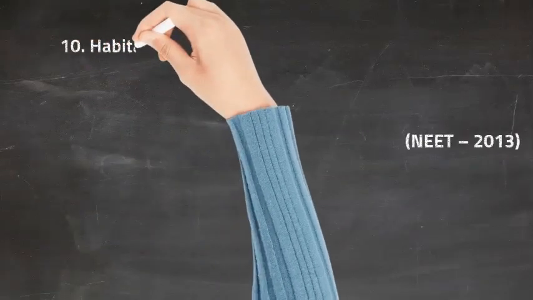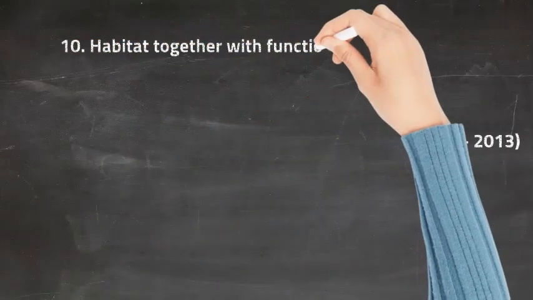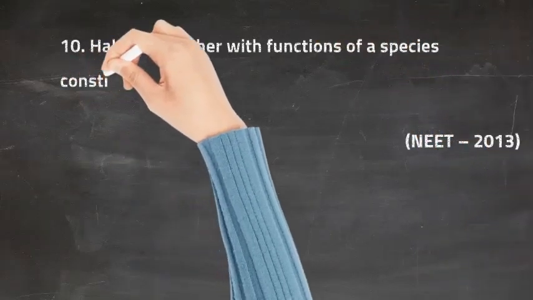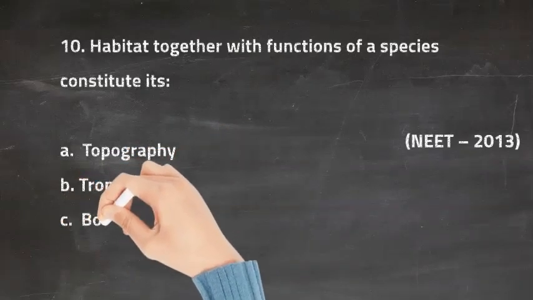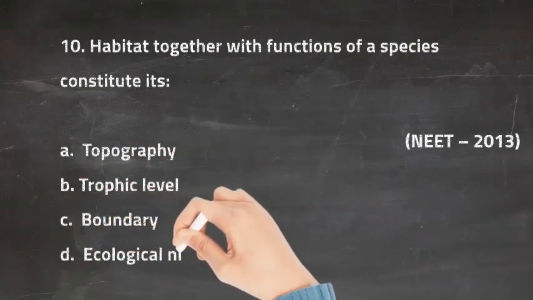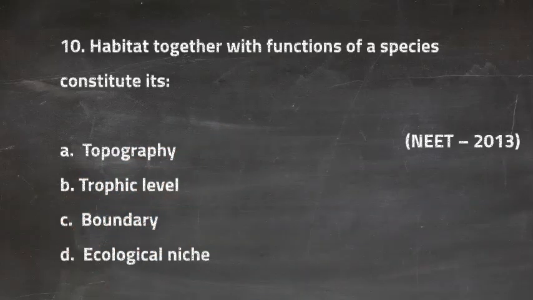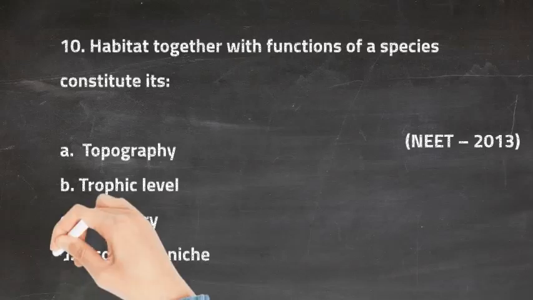The last question for this lecture is: habitat together with functions of a species constitute its option A, topography; option B, trophic level; option C, boundary; and option D, ecological niche. The right answer for this question is option D, that is ecological niche.